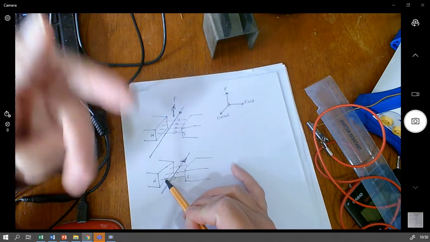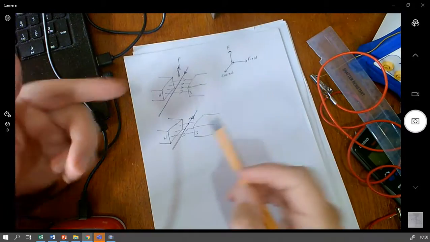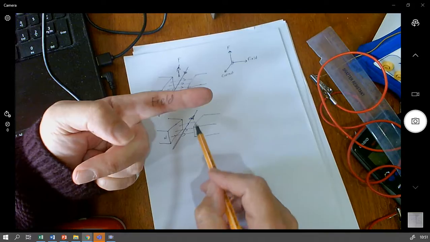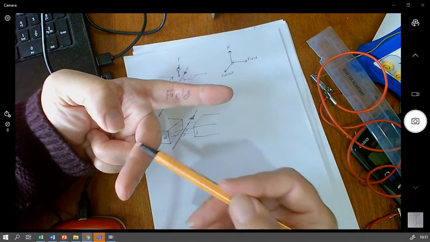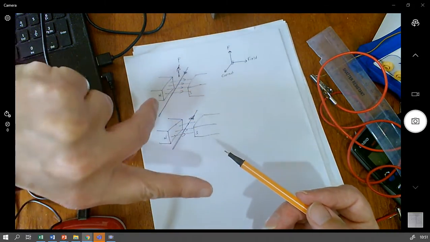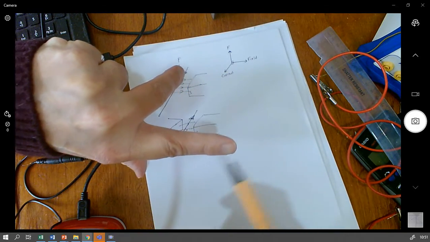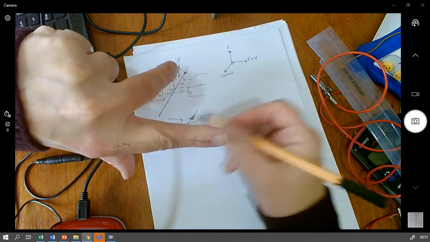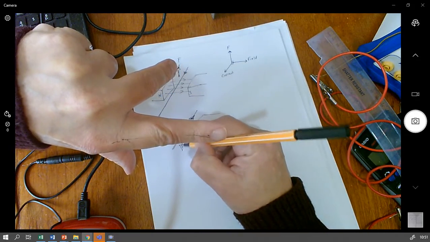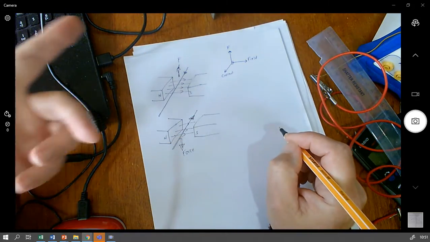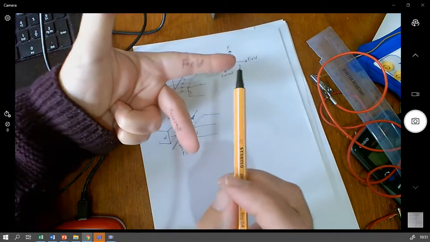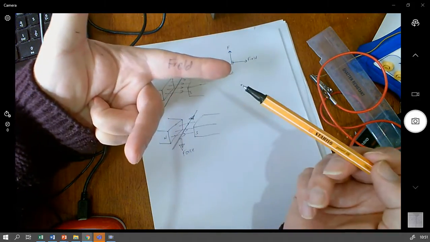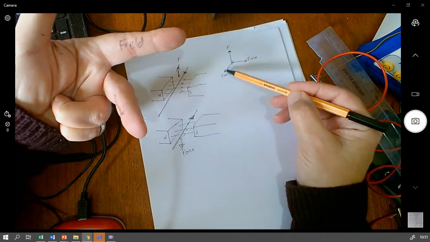Let's do this second one. Once again, the field is going that way. This time the current is going into the paper, so I have to turn upside down. That's my field, current, and therefore the force is downwards. It's because, if you look, when you do this, this finger is at right angles to this finger, and they're both at right angles to the thumb. That's why that works.